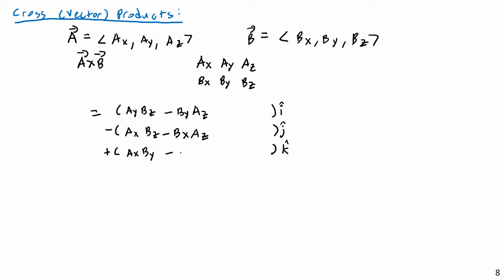AX times BY minus BX times AY. Okay, and that's the basic formula for a cross product. I don't know if I want to work through an example of it, because we're going to work through plenty of examples in part 4 where we look at finding moments about points. But what I would like to talk about is some basic properties of it.